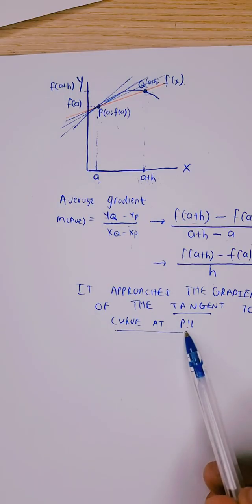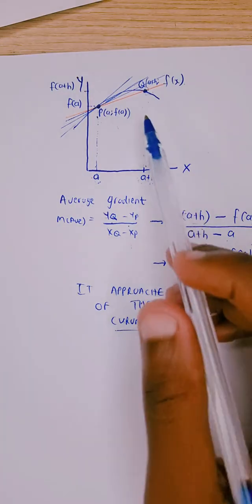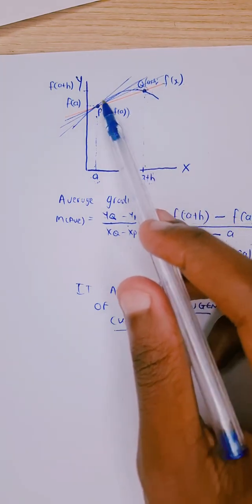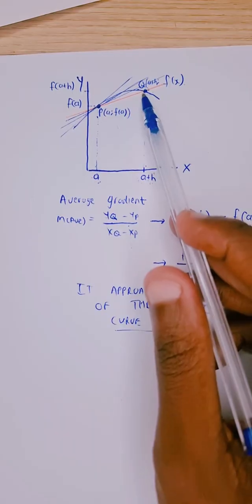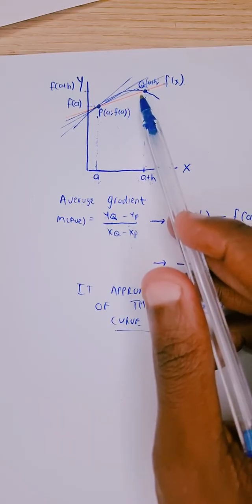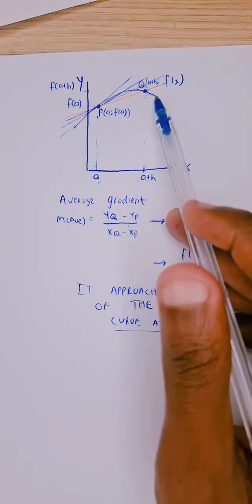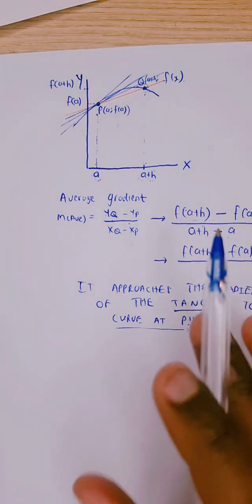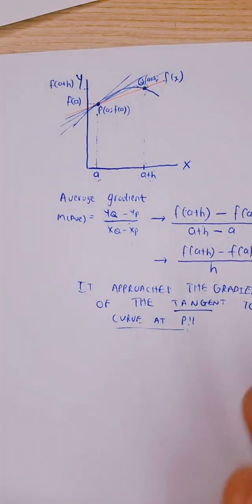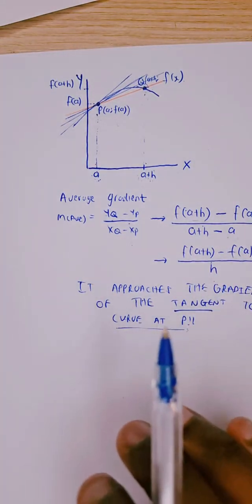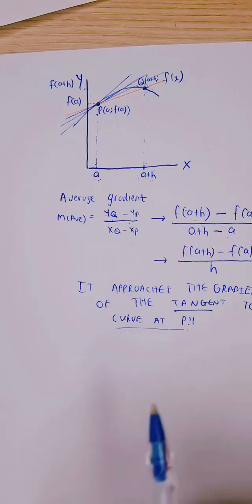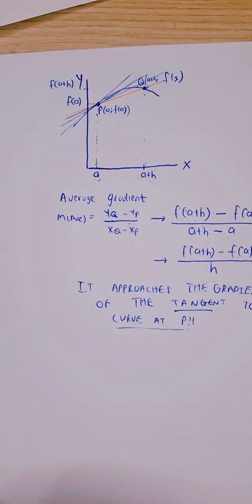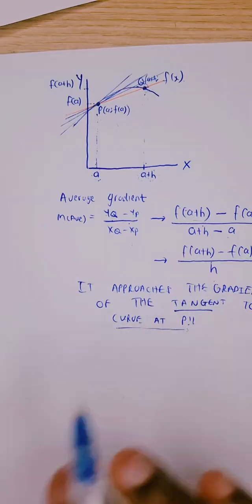Okay. So as Q moves along the curve, getting closer and closer to P, what are we saying? The secant line approaches the tangent line as its limiting position. What does that then mean? This means the average gradient of the secant approaches the gradient of the tangent to the curve at P. And I'm repeating this over and over again because I need you to understand that.